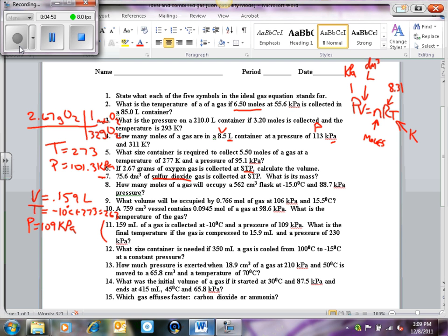What is the final temperature? Oh, wait a minute. This is my T1. This is my V1. This is my P1. I want to know what my T2 is. All of a sudden, we are changing the conditions. That tells me I'm in combined gas law.